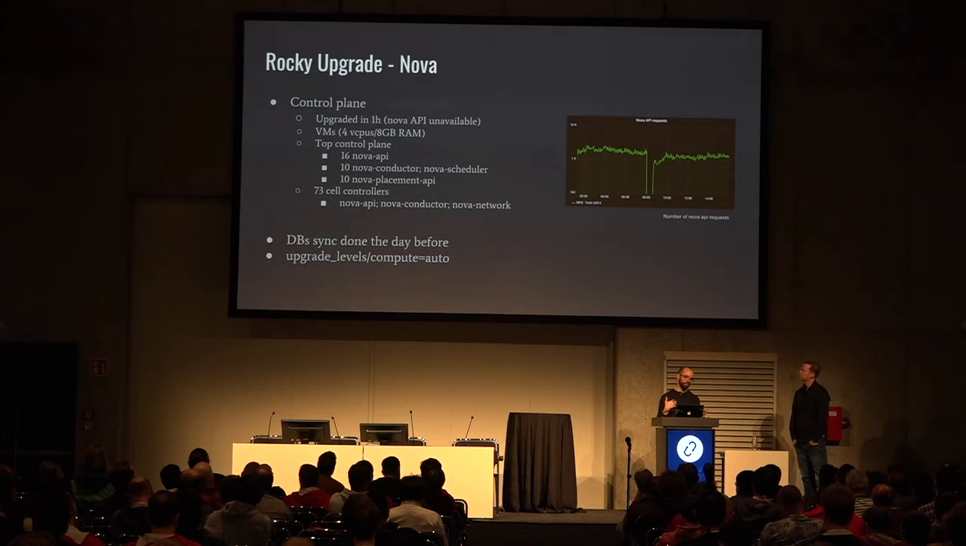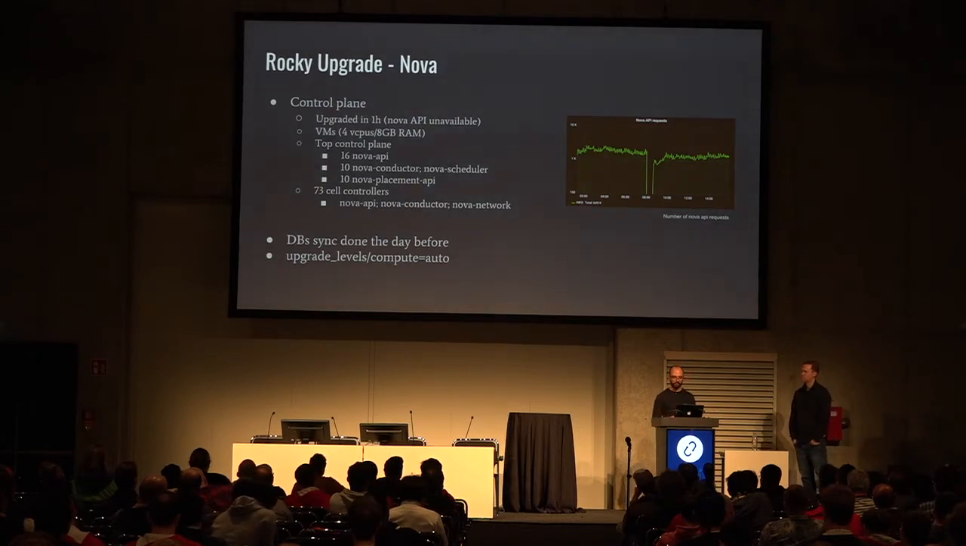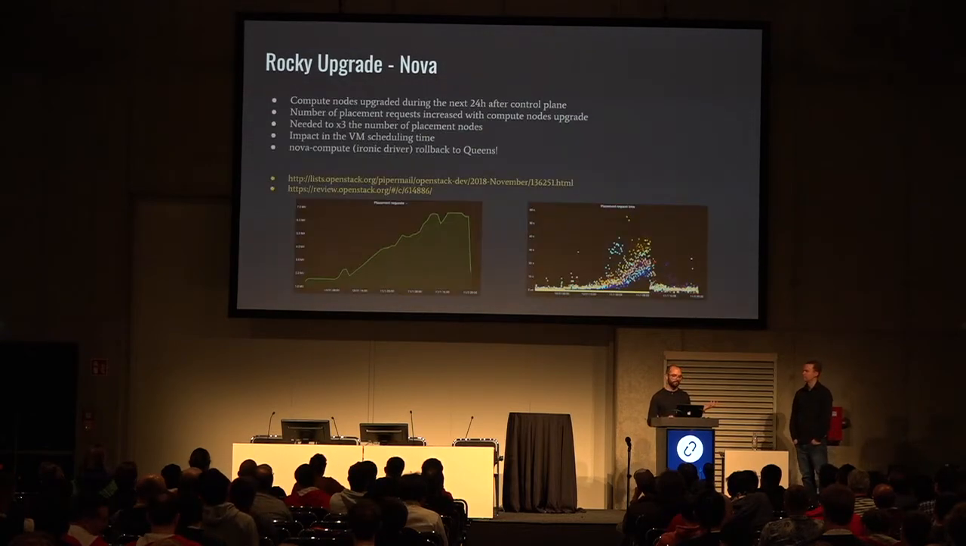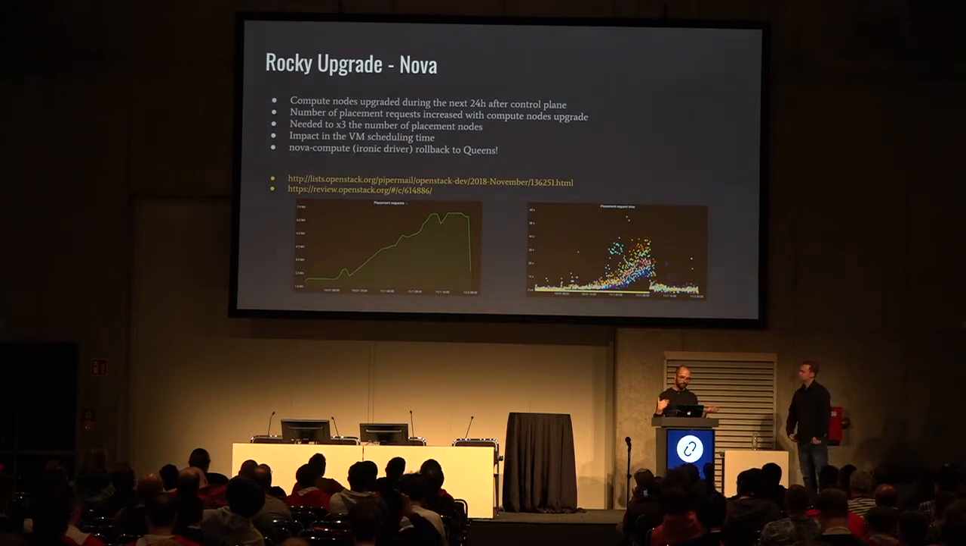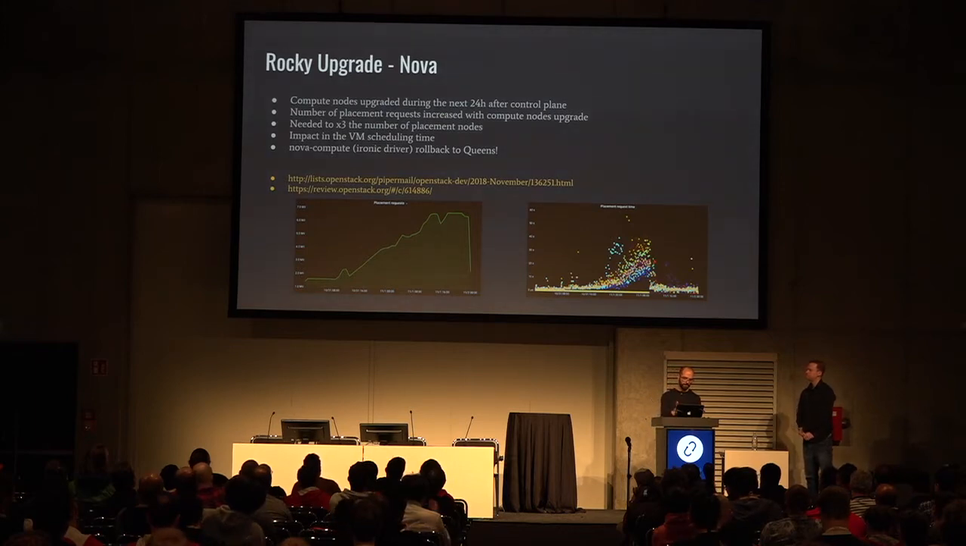Of course, we did the DB sync the day before, worked great, and we set the upgrade levels for compute to Auto. So everything was working fine. We set the compute nodes to upgrade during the next 24 hours in our automated system. And this is not related to CellsV2 at all. This is a scaling issue, but it's very interesting.